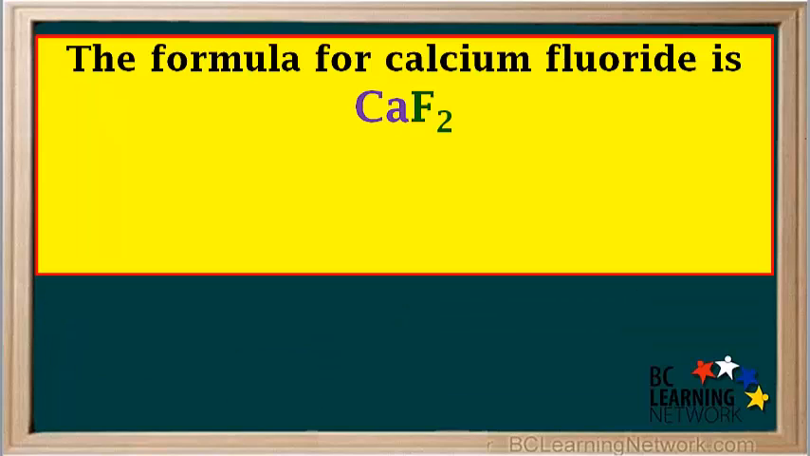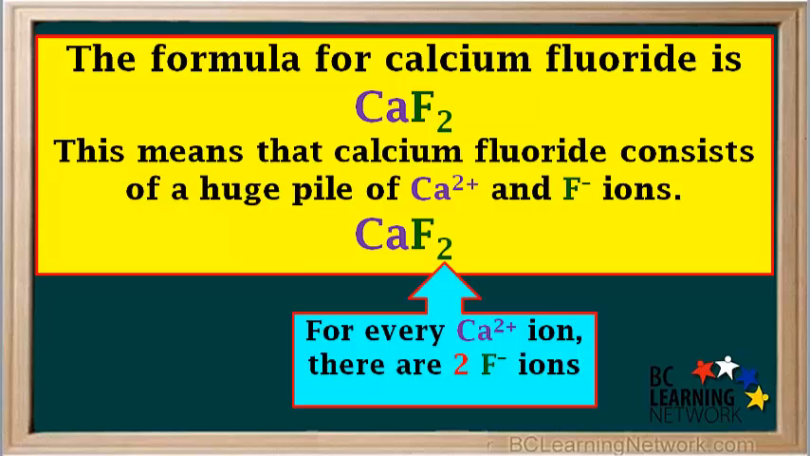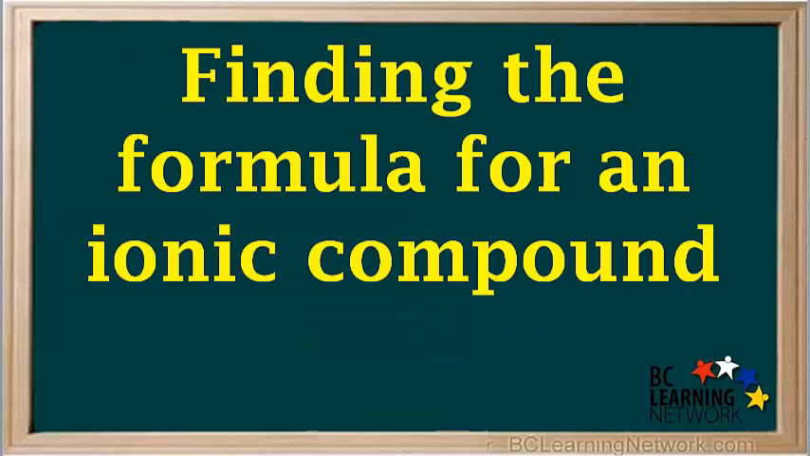Let's look at another example. The formula for calcium fluoride is CaF2. This means that calcium fluoride consists of a huge pile of Ca2+ and F- ions, all neatly stacked, or a crystal lattice. And the formula CaF2 tells us that for every Ca2+ ion, there are two F- ions. Now that you know what the formula for an ionic compound means, we'll show you how to find the formula for the compound with a given name.